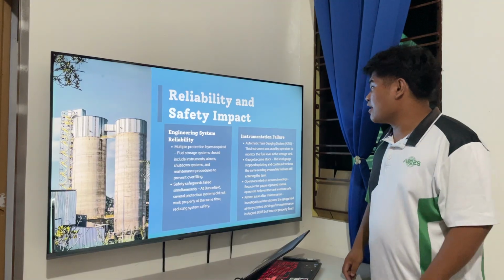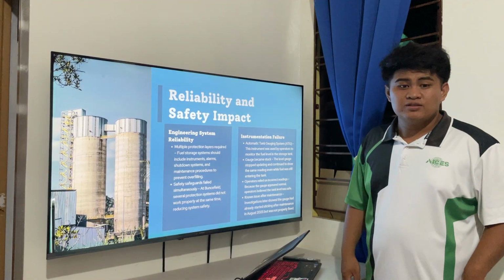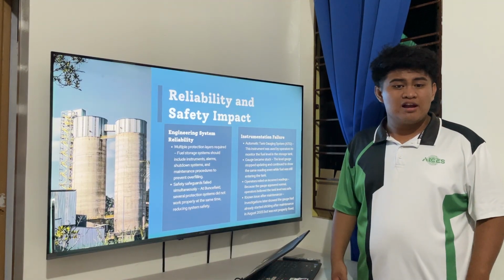So, reliability and safety impact. This slide explains the instrumentation failure and reliability issues.